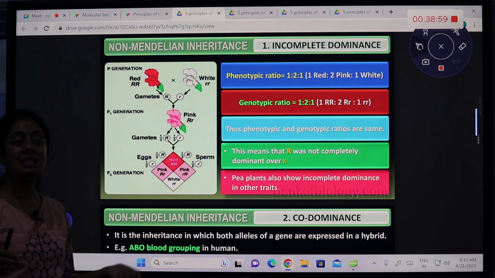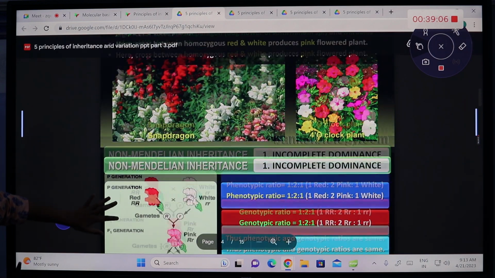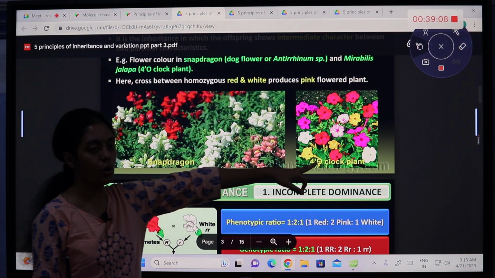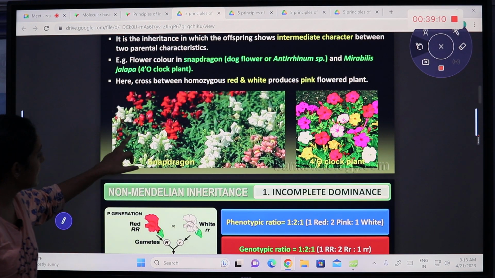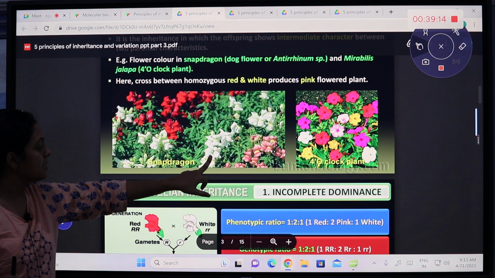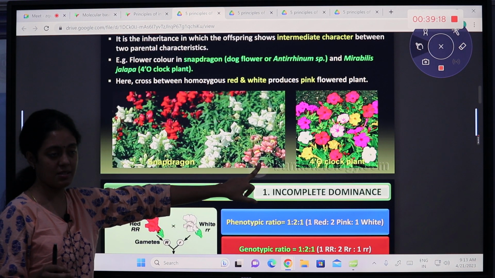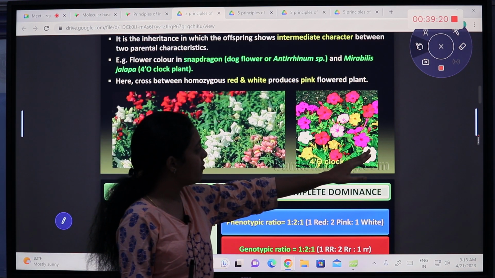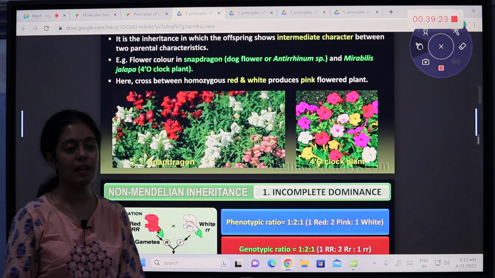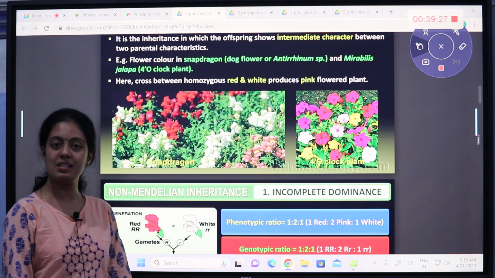What are the examples? Flower color in Snapdragon and Mirabilis jalapa. They are two different plants. So this is your Snapdragon and this is your 4 o'clock plant. Here you can see incomplete dominance. This is red flower, this is pink flower. Sorry, this is red and white, and in between you have these pink color flowers. Here also you have red, you have white, and in between you have the pink color flowers. Why does this happen? Because of incomplete dominance.